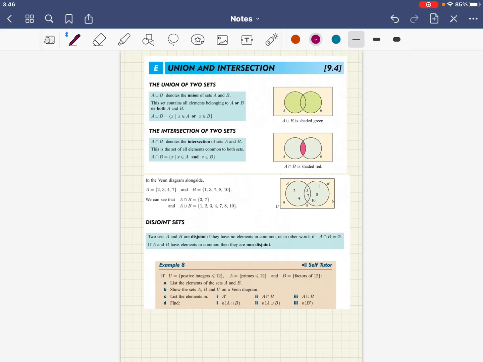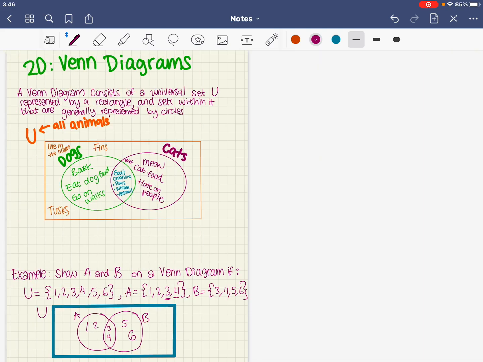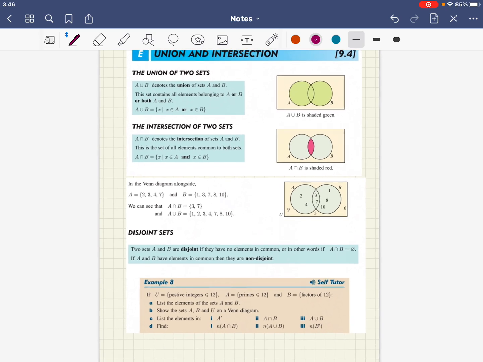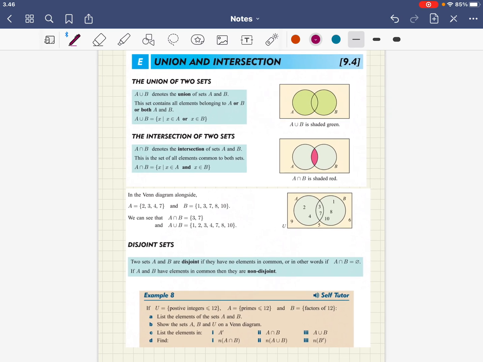Okay. And for 2E, I want you guys to take a look at this page here, and I want you to read about the union of two sets, the intersection of two sets, and disjoint sets. So these are our vocab words for today. So do that, and we'll talk about all the examples tomorrow.